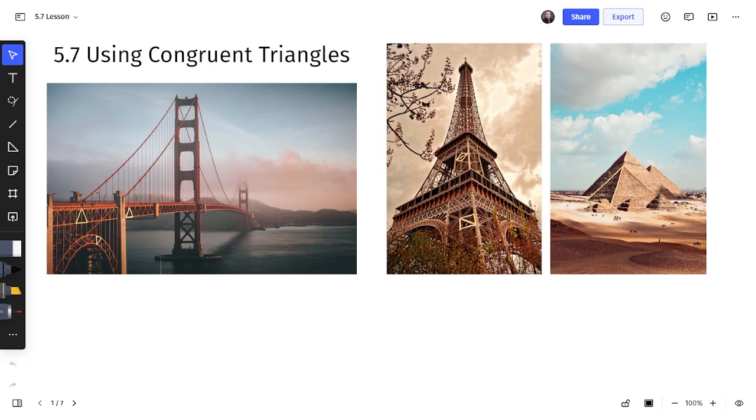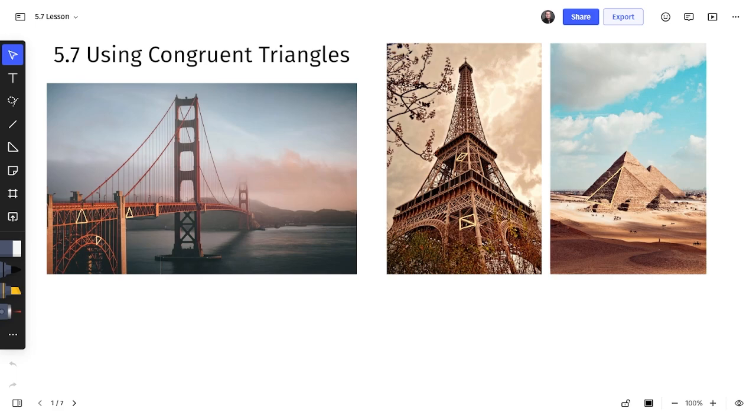Have you ever wondered how ancient civilizations measured large distances without the technology we have today? Or how engineers ensure the structural integrity of massive bridges and skyscrapers? Well, today we're going to unlock the secrets behind these feats by exploring congruent triangles and how they help us measure distances and prove geometric statements. Our goal by the end of the lesson will be to use congruent triangles to prove statements and solve real-life problems. So let's dive right in.